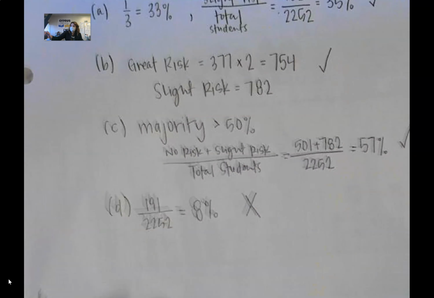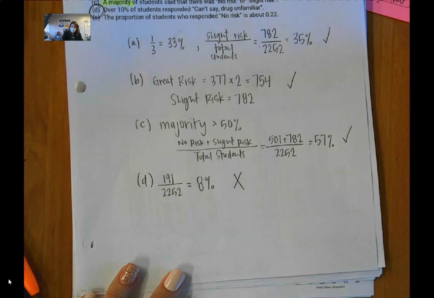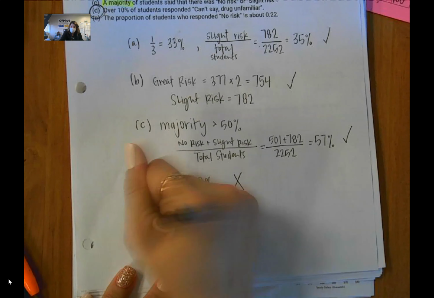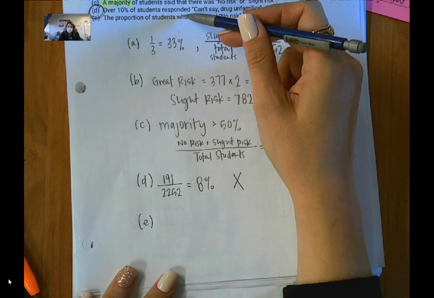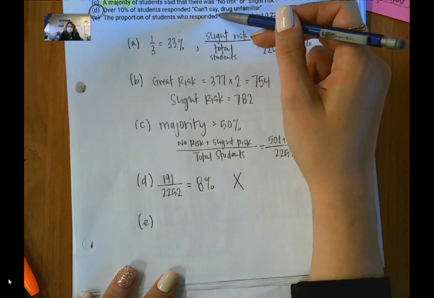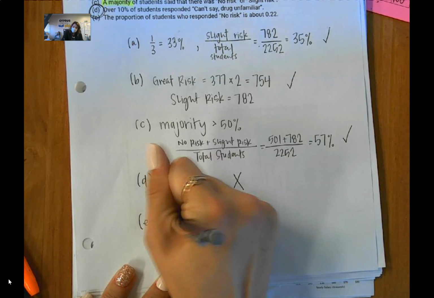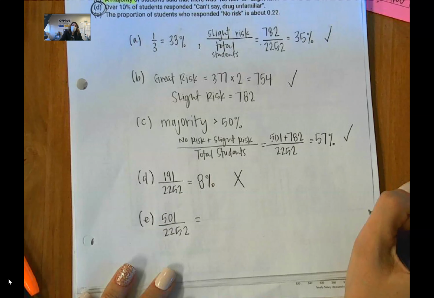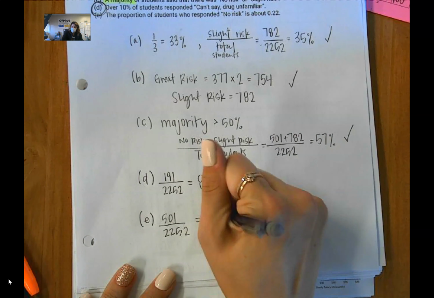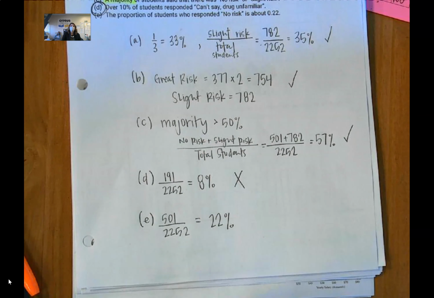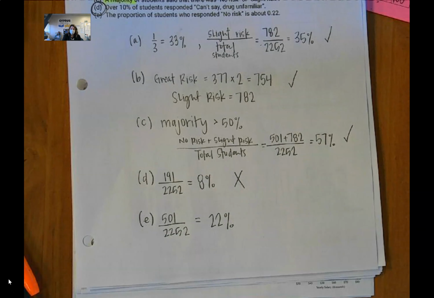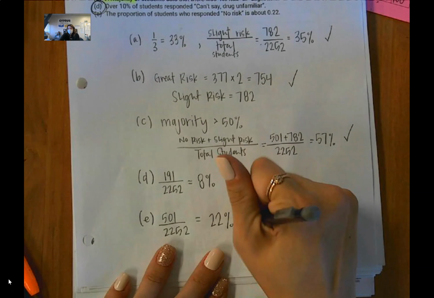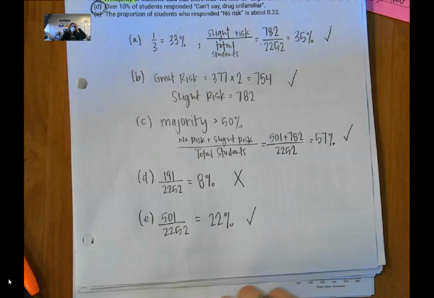The last one, I'm just going to check it just to be thorough. The proportion of students who responded no risk is about 22%. So no risk is 501 over 2252. If you plug that into your calculator, it does equal 22%. So all of them were true, but option E.